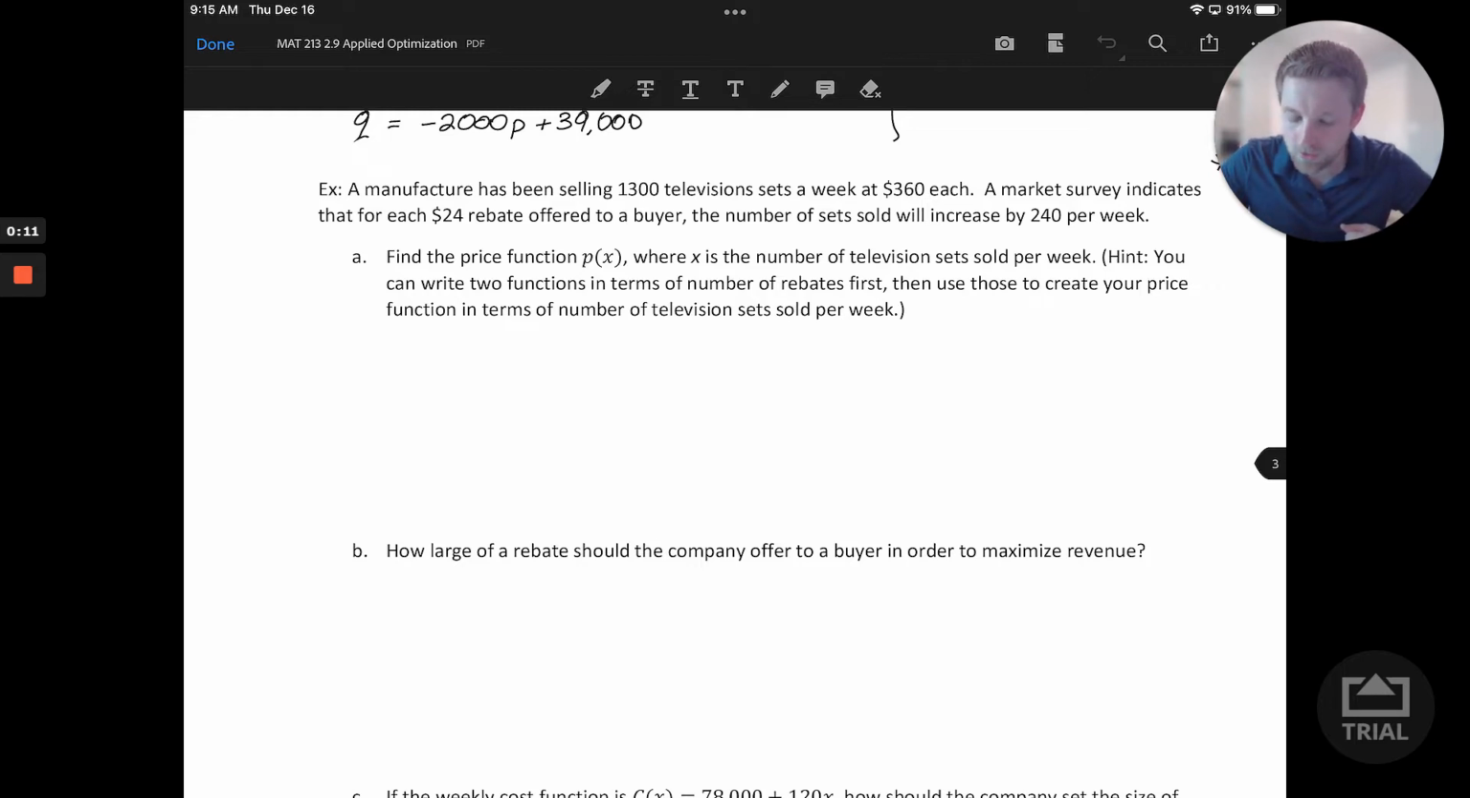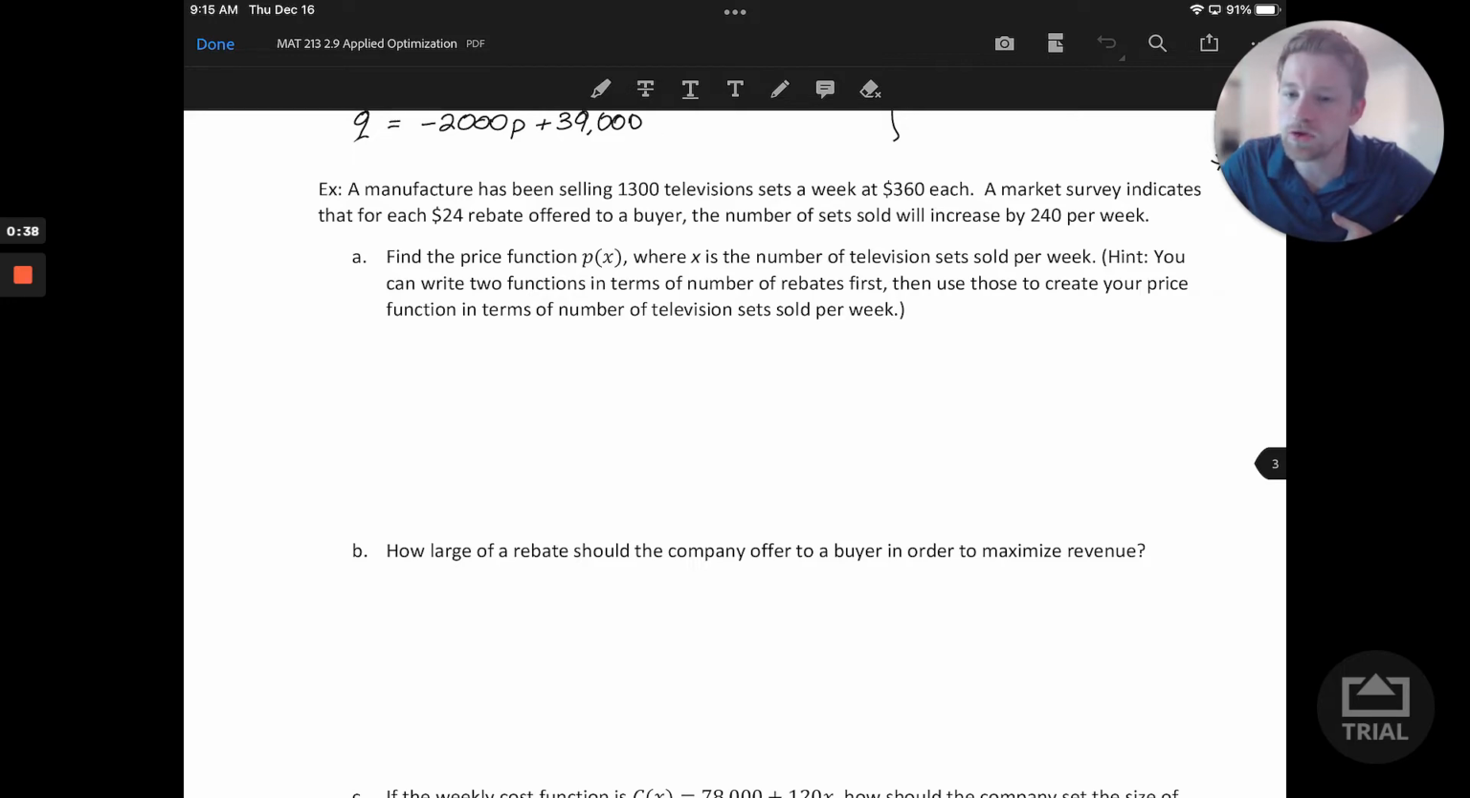So a manufacturer has been selling 1,300 television sets a week at $360 each. A market survey indicates that for each $24 rebate offered to a buyer, the number of sets sold will increase by 240 per week. So there's quite a bit of information here to consider.